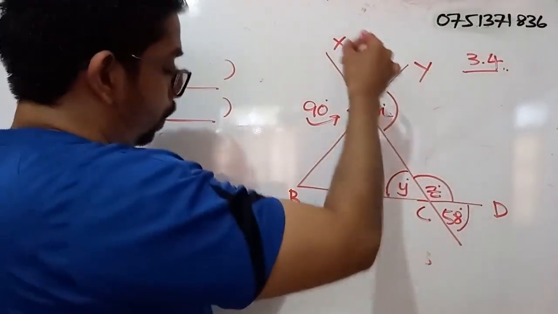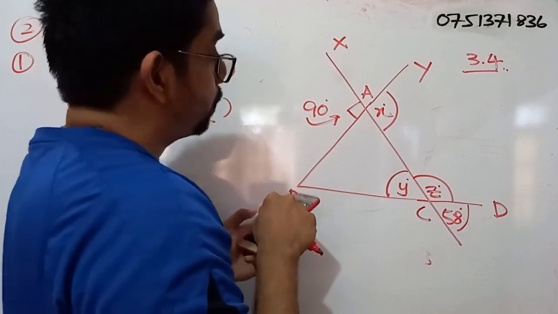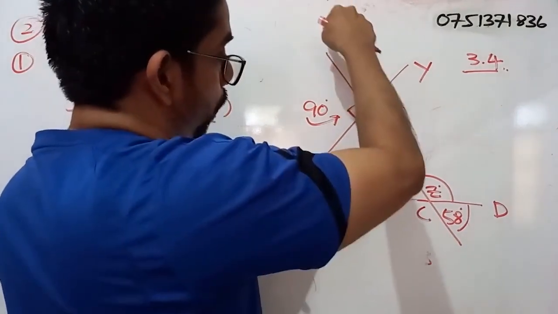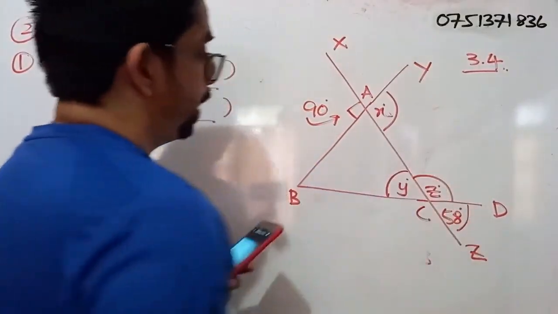BY, BD and XZ are straight lines. So this is what? This is XZ. XZ is a straight line.